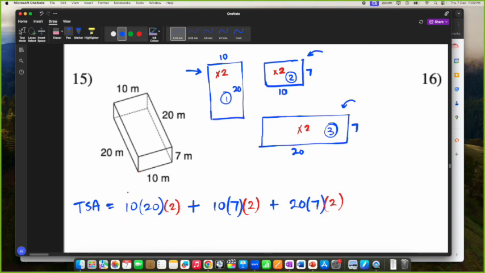Alright, so this is shape number 1. This is shape number 2. And this is shape number 3.